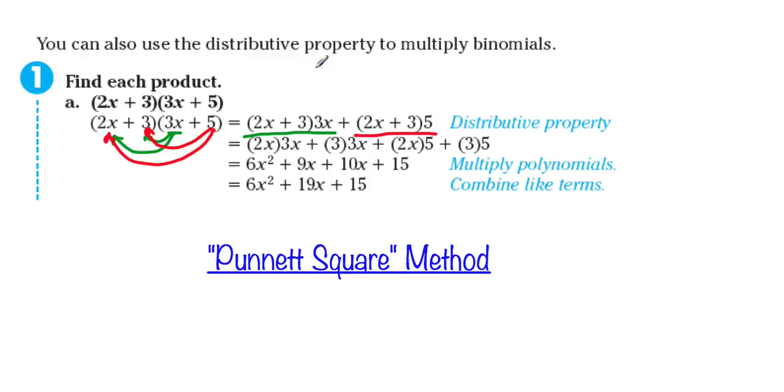Okay, let's go back to our original example, or the original method that Gregor Mendel was able to discover by using Punnett squares. Let's use Punnett squares to multiply these two binomials. First, let's create a Punnett square.